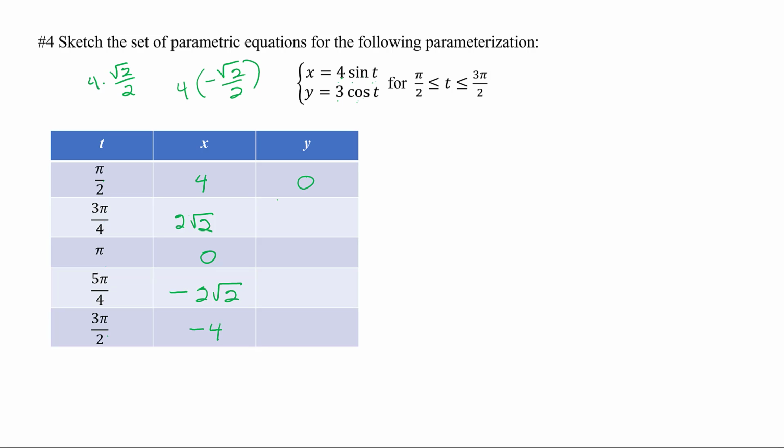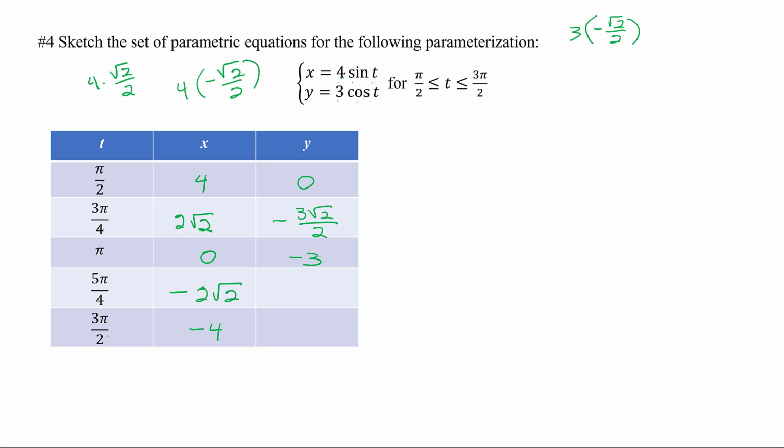The cosine of 3 pi over 4, we're in quadrant 2 where the cosine is negative, so we're going to have 3 times negative square root 2 over 2, and we could write that as negative 3 square root 2 over 2. Then at pi, the cosine of pi is negative 1. 3 times negative 1 would give us negative 3 here.